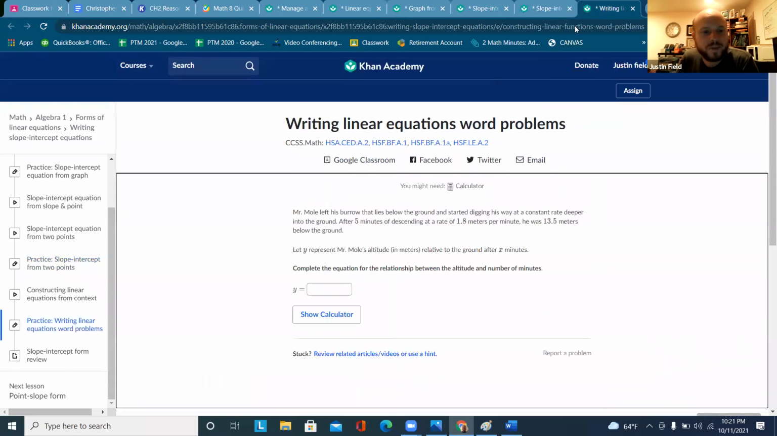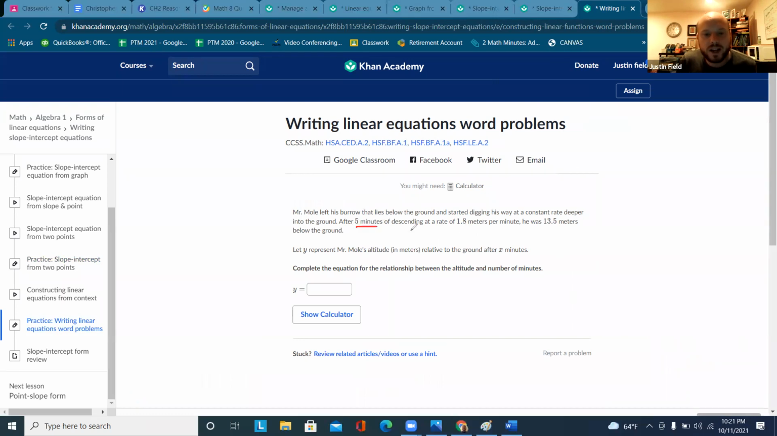Okay, all right. Last one, back to Mr. Mole. We end at the beginning, okay? But this time, you need to find your two points, or the slope, or whatever we have. Okay, so Mr. Mole left his burrow. After 5 minutes, descending at a rate, this is slope. He was this many. Okay, 5 minutes is related to that. So I know this is the point, and below the ground, negative 13.5.